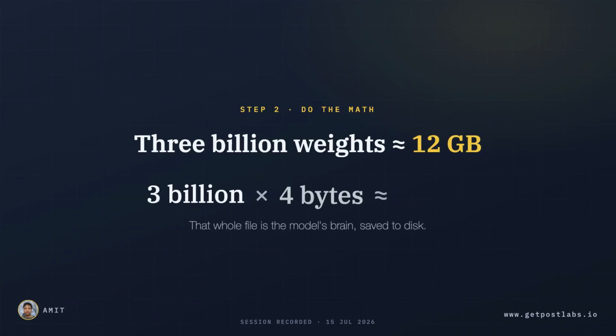Now, multiply. A small model has around 3 billion weights. 3 billion times 4 bytes is roughly 12 gigabytes. So the model file itself is about 12 GB. That's the whole brain saved to disk.